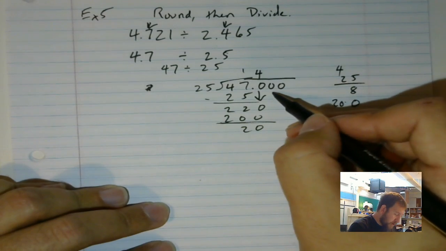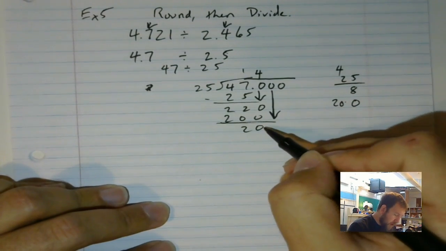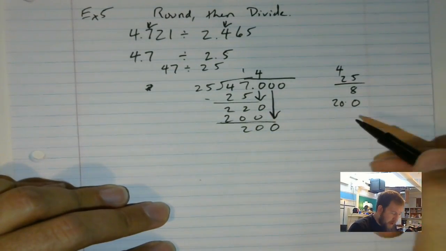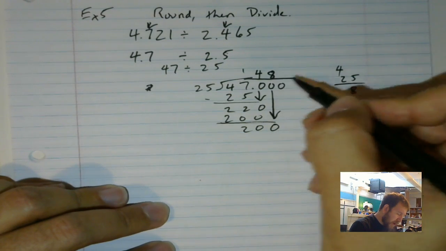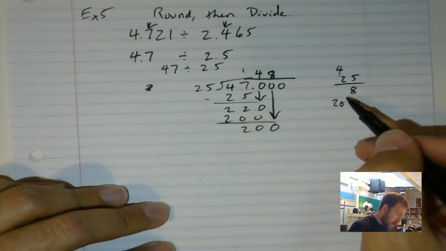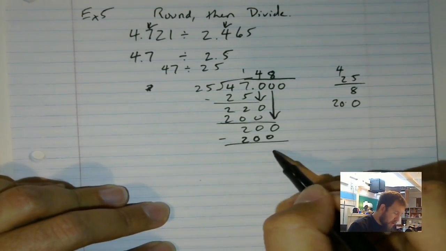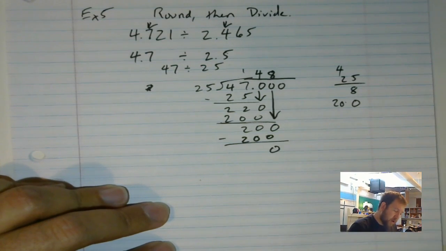Well, I got to bring down another 0. Awesome. I've got 200. I've got a 0 right here. 25 goes into 200. I know that one. 8 times. I can put an 8 up there. And multiply out. I already know. So I'm going to do subtracting by 200. Gives me 0. Nice. 0 means I'm done.